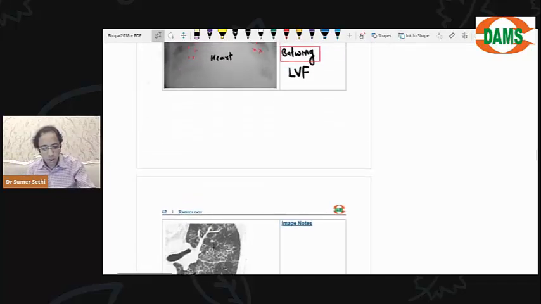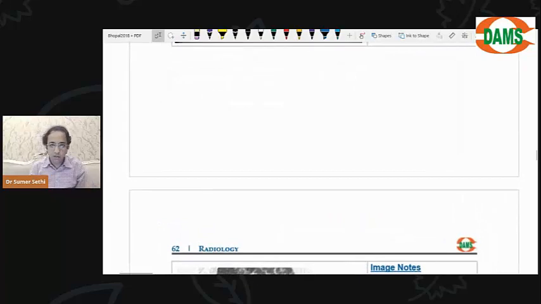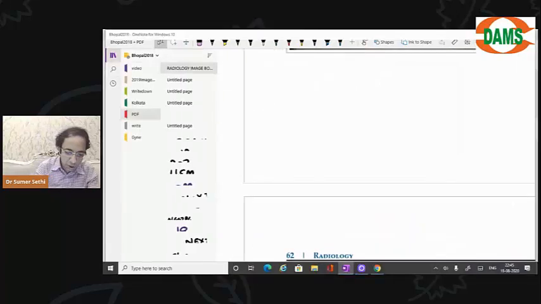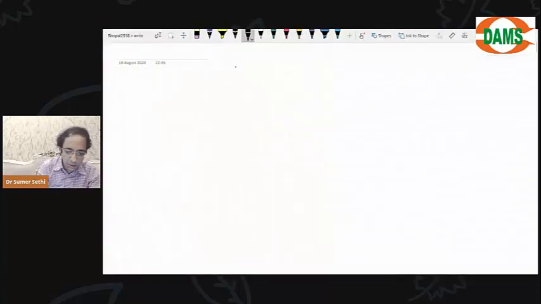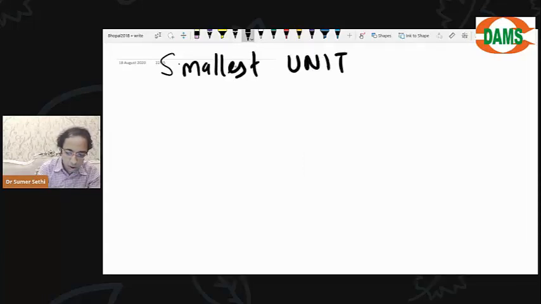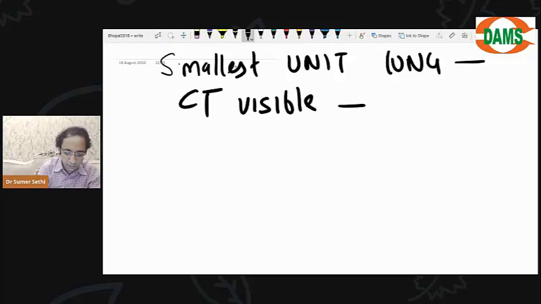Now, the second concept that I wanted to make for you is again a conceptual thing, but it will help you a lot when you read pulmonology in medicine. Today, the smallest unit of the lung which is CT visible is.